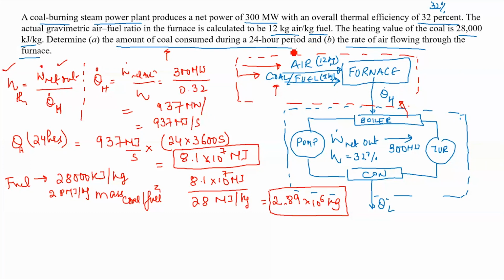Now, if I want to find out the rate at which this coal was fed for 24 hours, the mass flow rate of coal or fuel, how can you find it out? The units are kg per second. Sir, divided by time. It is the mass, which is 2.89 into 10 to the power 6 kg, divided by the time in which it is consumed, 24 into 3600 seconds. This would give me the rate at which this coal was fed. Clear?